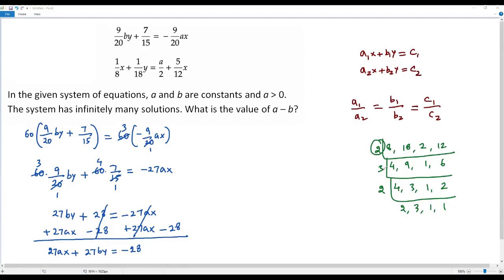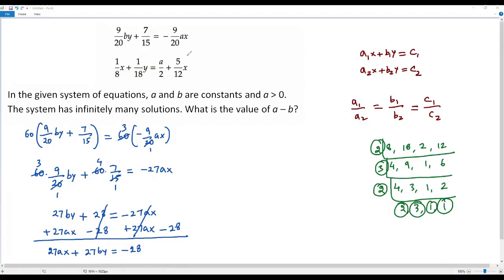We have to multiply these numbers. 2 times 2 is 4, 4 times 2 is 8, 8 times 3 is 24, 24 times 3 is 72. So 72 times 1 is 72, 72 times 1 is 72. So the least common multiple of these four denominators is 72.